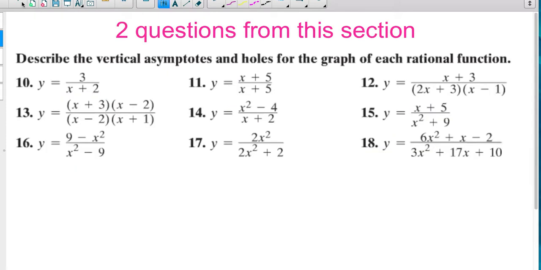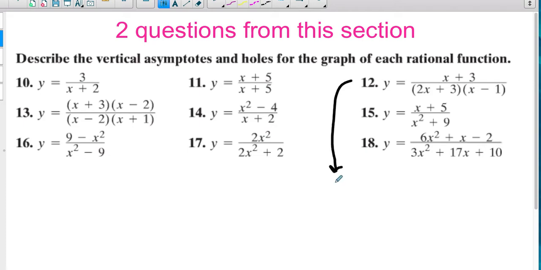All right. From the second section that we did for the homework, you're going to have 2 questions here. And this one says, describe the vertical asymptotes and holes for the graph of each rational function. All right, so let's do 2 of these. So let's say I'm looking at number 12. Y equals x plus 3 over 2x plus 3 times x minus 1. Well, this x plus 3 does not have a partner down in the denominator, so then that means I do not have a hole. But I would have vertical asymptotes. Holes are when we have the expressions in common in the numerator and denominator. And in this case, that doesn't exist.